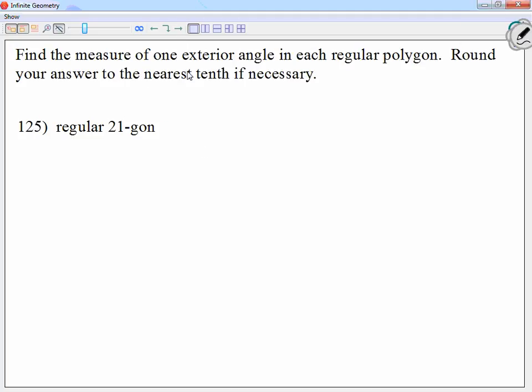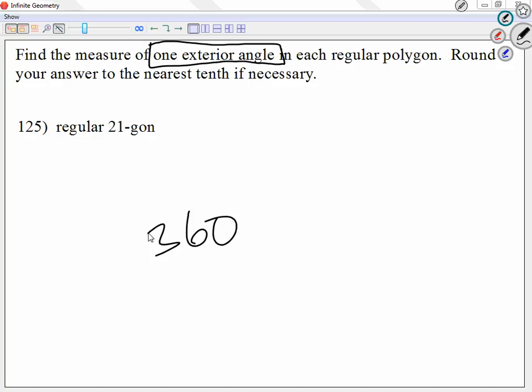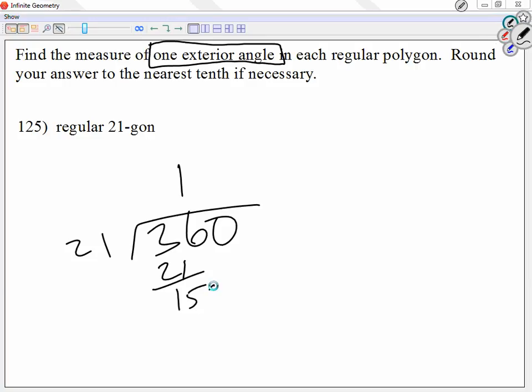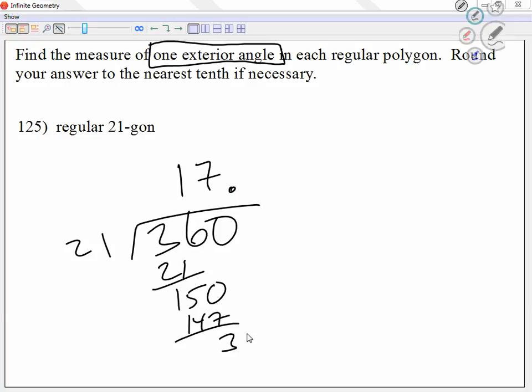Now for 125, it says find the measure of one exterior angle. I know the angles on the outside, it's always 360, no matter how many there are. Because I'm asked how much is just one of them, let me divide by 21. I know 21 goes into 36 one time. When you subtract that, it's 15. 21 into 150 goes in 7 times. Subtract that is 3. We know how to do decimals.